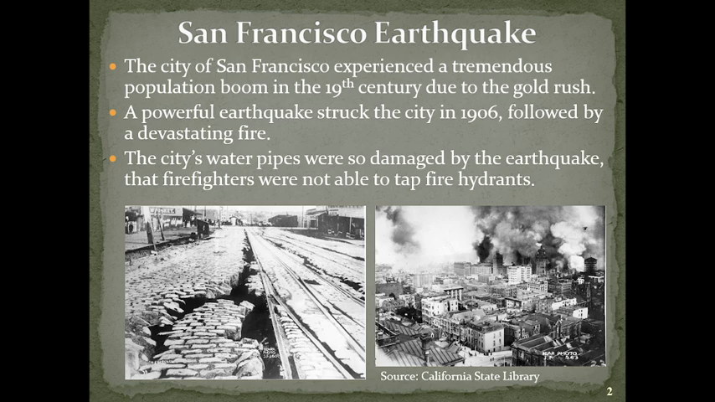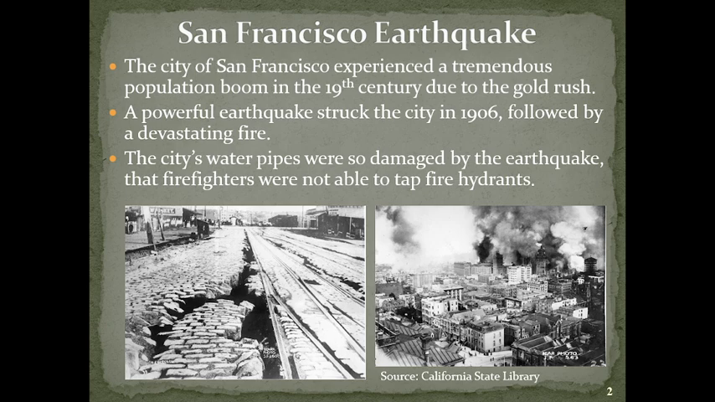So if we humans are building so many buildings and constructions, or interfering in that particular area, then who will suffer? If you go to a river or sea without knowing how to swim, what happens? You must sink. That means if we play with nature, nature will destroy us. That's the message here. San Francisco experienced a tremendous population boom in the 19th century for the gold rush, and a powerful earthquake struck in 1906, followed by a devastating fire.